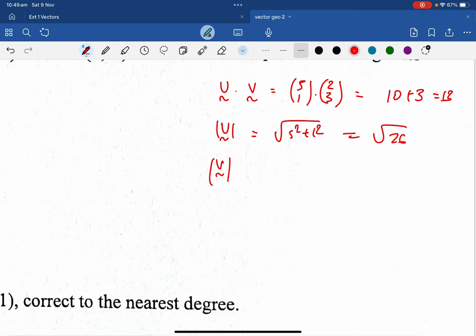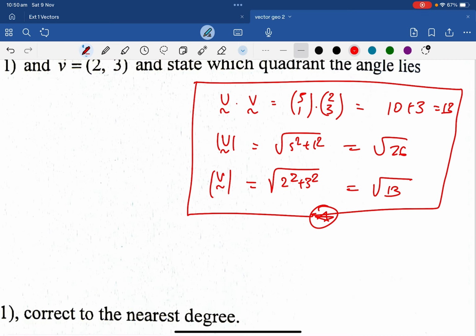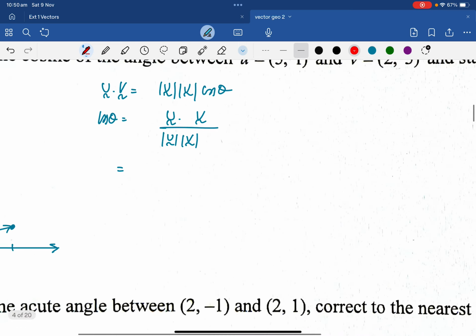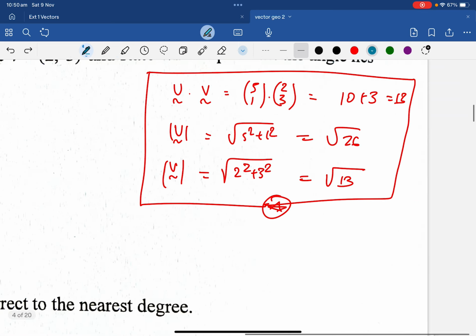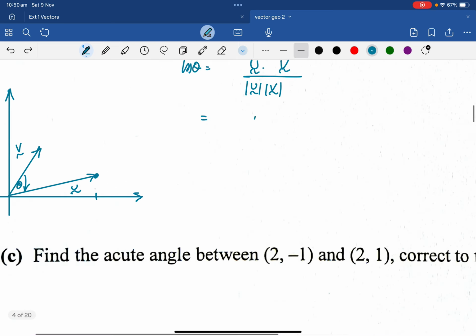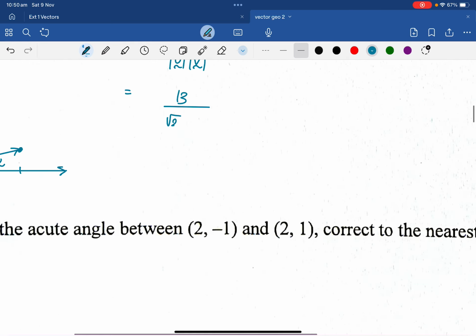And then magnitude of vector v is just equal to the square root of 2 squared plus 3 squared, which is equal to 5. Oh no, my bad. Root 13. I got confused. And let this be another star. Okay? So then you go on here and you can sub it in. We know u dot v is 13, 13 over. What's v in here? Root 26 and root 13.